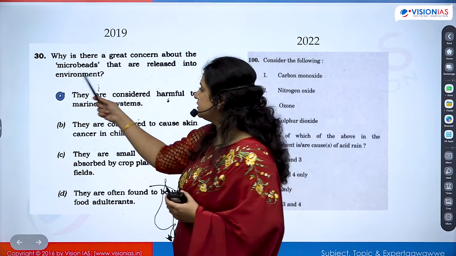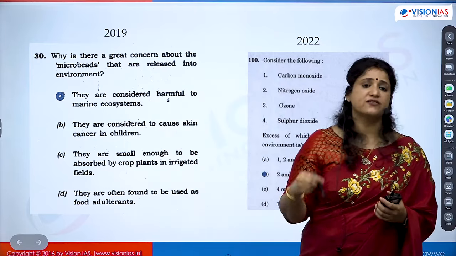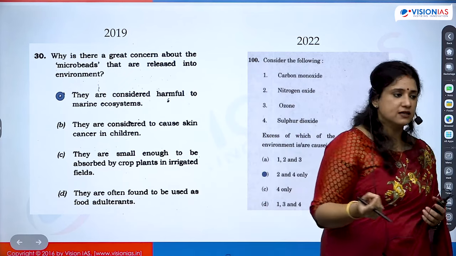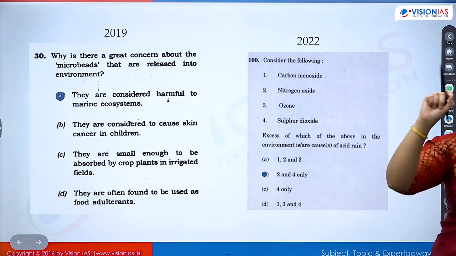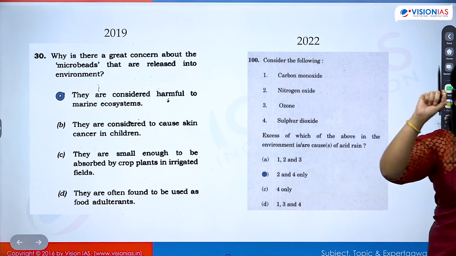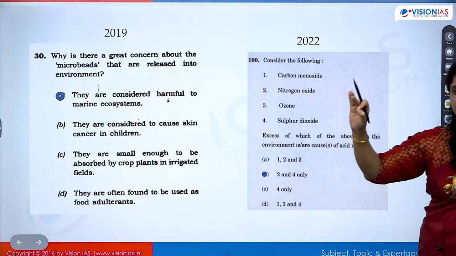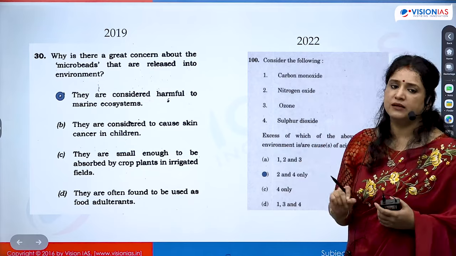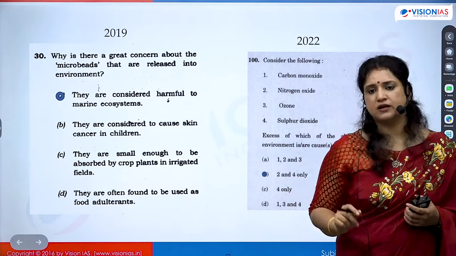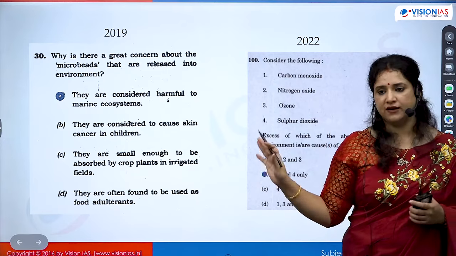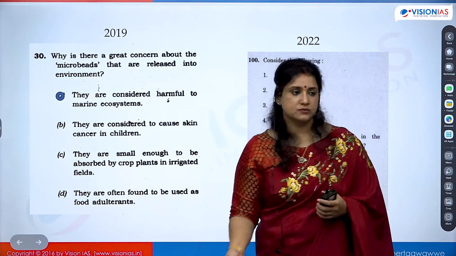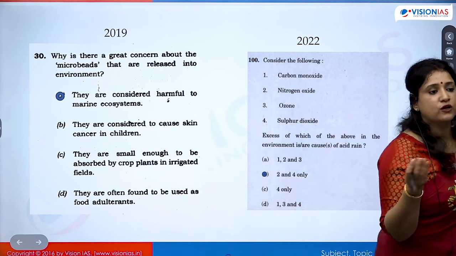Why is there a great concern about microbeads? Microbeads are very often seen in the news. What are microbeads? They are small particles of plastic which are all pervasive in the environment, especially aquatic ecosystems, and are less than 5 millimeters in size, very small spots. So they can just go anywhere. They are considered harmful to marine ecosystems. They are also found in things like cosmetics.